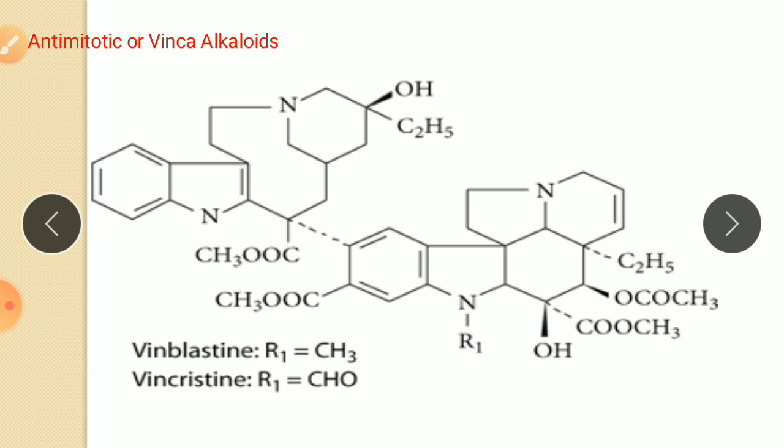So when vinblastine is being administered, there are chances of leakage within the tissues. Therefore, hyaluronidase is administered, which acts as a cement. Therefore, it prevents the leakage of this Vinca alkaloid and prevents toxicity. So that is about the antimitotic drugs or Vinca alkaloids.